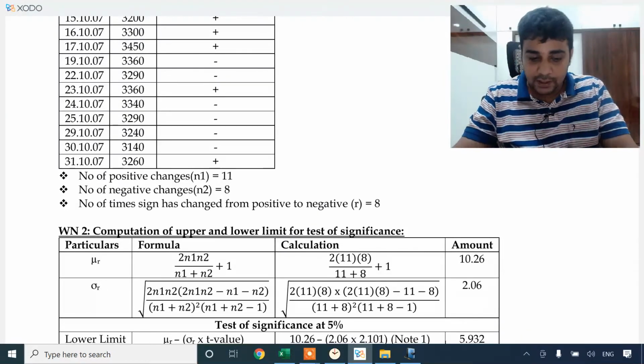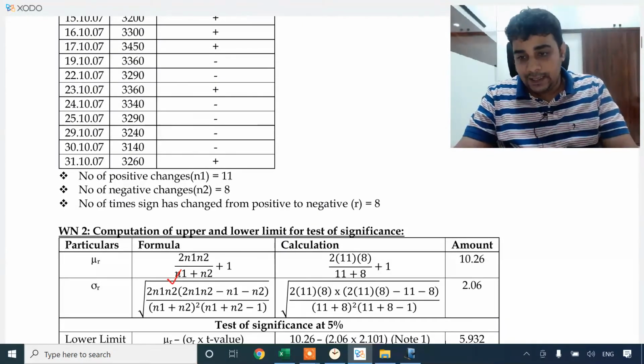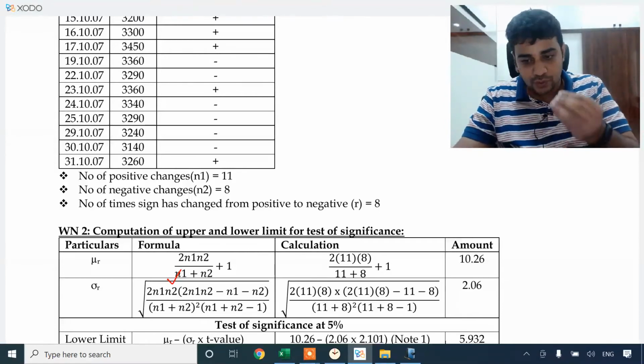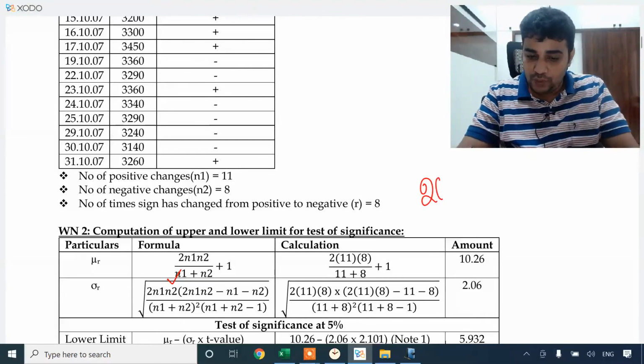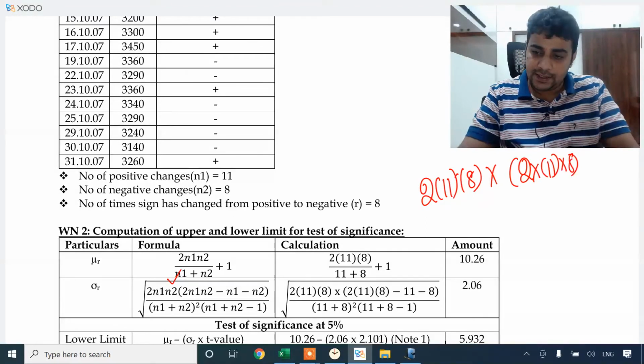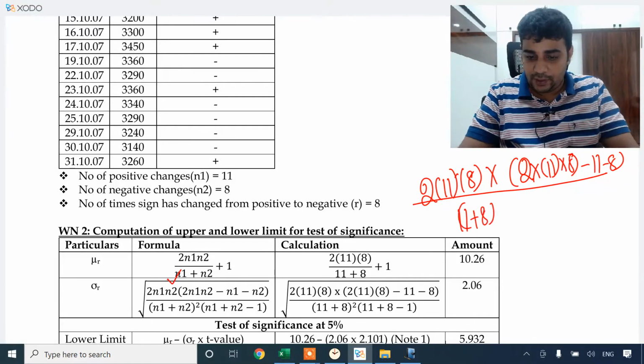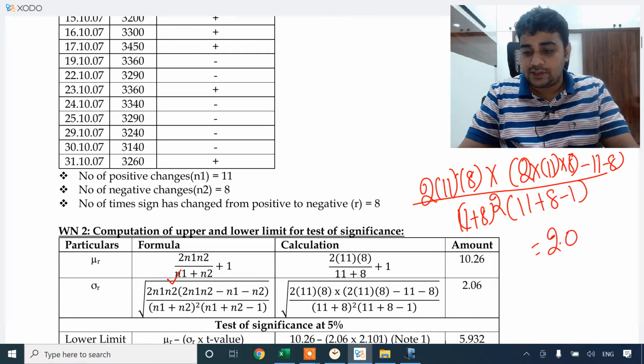I can't help it. 2n1n2 multiplied with (2n1n2 minus n1 minus n2) divided by (n1 plus n2) the whole square into (n1 plus n2 minus 1). I normally see it before the video, so I suggest you please practice this the day before the exam. 2 into 11 into 8 into (2 into 11 into 8 minus 11 minus 8), whole divided by (11 plus 8) square and (11 plus 8 minus 1). The standard deviation turns out to be 2.06.